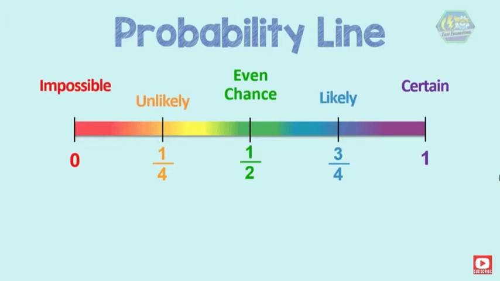We can also use percentages to represent the probability line. 0 is simply 0%, 1/2 is 50%, and 1 is 100%.